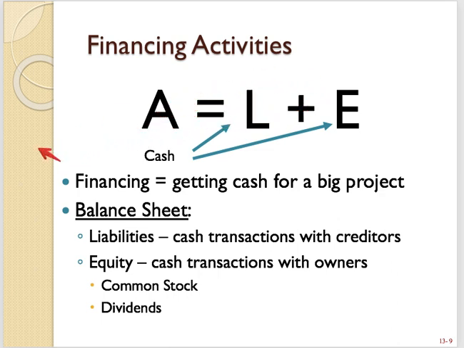Okay, so where we're going to find clues for financing activities are going to be also on the balance sheet, but we're going to look in the section for liabilities, really long-term liabilities, which are going to be those cash transactions with creditors. And we're also going to look in the equity section of the balance sheet, which is our transactions with owners. So things like common stock. When we sell common stock, cash is coming in. Or when we pay our owners, which is dividends, that's going to be a cash transaction.